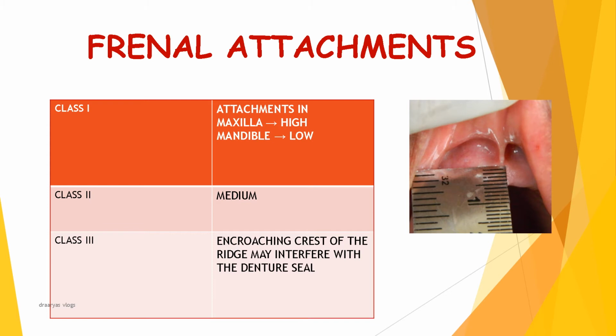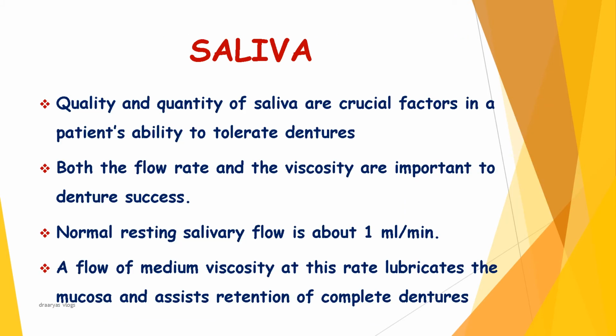All the lingual tissues of the mandible are classified as muscle attachments. Saliva: the quality and quantity of saliva are crucial factors in a patient's ability to tolerate dentures. Both the flow rate and viscosity are important to denture success. Normal resting salivary flow is about 1 ml per minute, and a flow of medium viscosity at this rate lubricates the mucosa and assists retention of complete dentures.